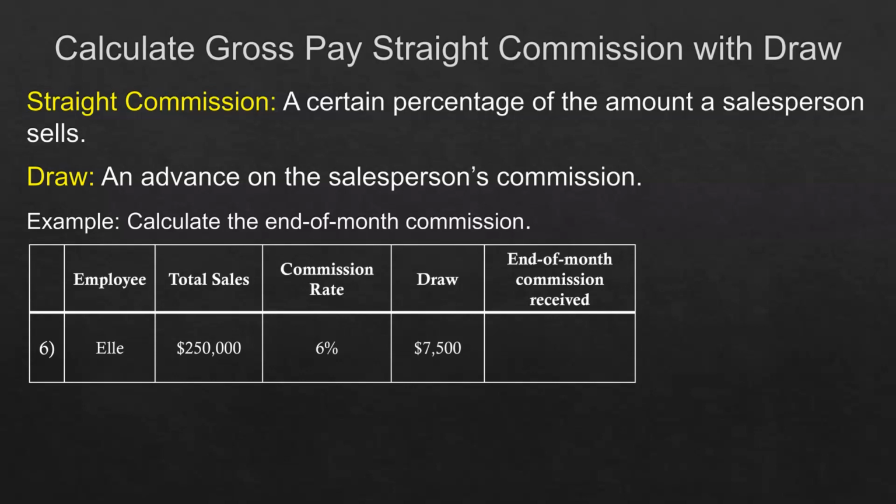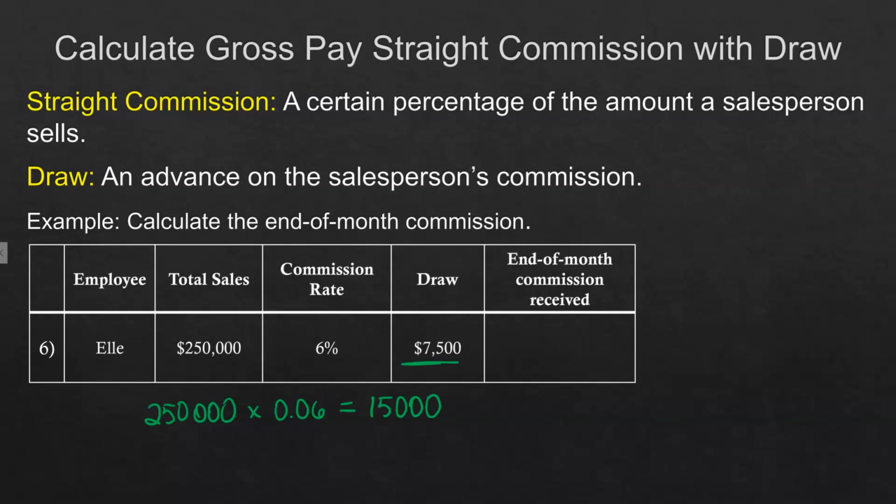So then a draw, though, is something that they get an advance on. And basically, they're making straight commission. The draw is an advance on their salary, so they have to pay that back, basically. In this case, the numbers are straightforward, right? The sales are 250,000, and they get paid 6% of that. So we're going to multiply 250,000 times 6%, and that is $15,000, right?